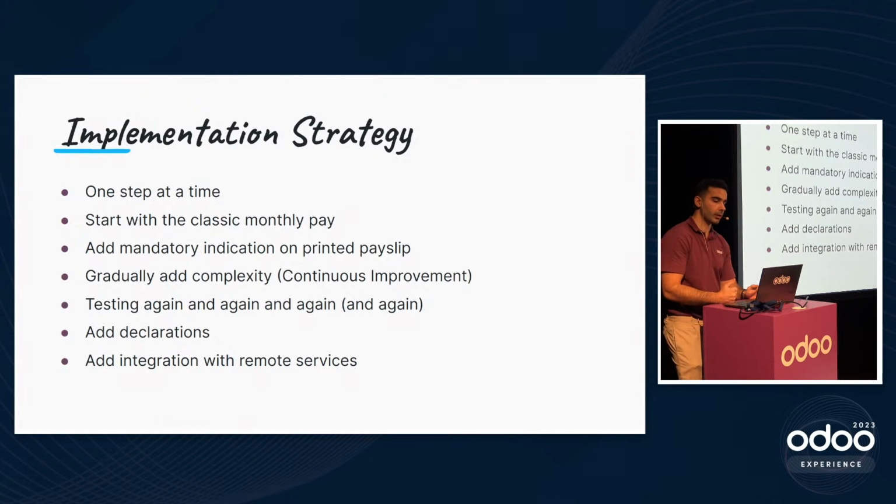And then you can gradually add complexity. Continuous improvement is the key to a successful payroll localization. Once you've mastered the basics, you can gradually start adding complexity. This might involve adding additional deductions, allowances, or certain bonus computations. And you always have to remember that payroll laws and regulations can change over time. So you always have to stay adaptable. This is crucial.